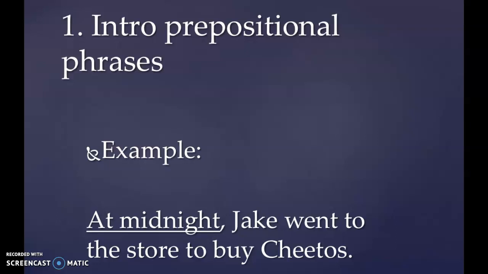Number one is an introductory prepositional phrase. So remember, introductory means it comes before an independent clause, and an independent clause has a subject, verb, and complete thoughts. So look at the independent clause in this example. Jake went to the store to buy Cheetos. It has a subject, a verb, and a complete thought. And before this independent clause, it has a prepositional phrase, "at midnight." Since it's an introductory prepositional phrase, it requires a comma after it and before the independent clause.